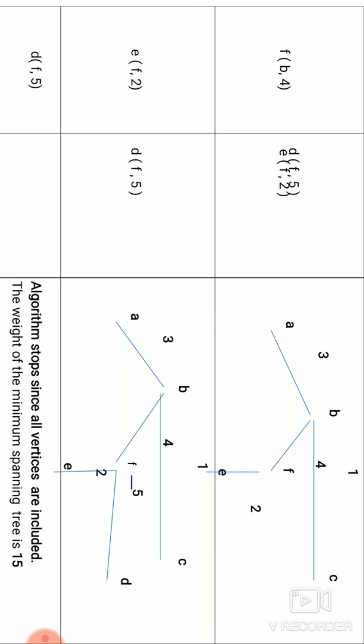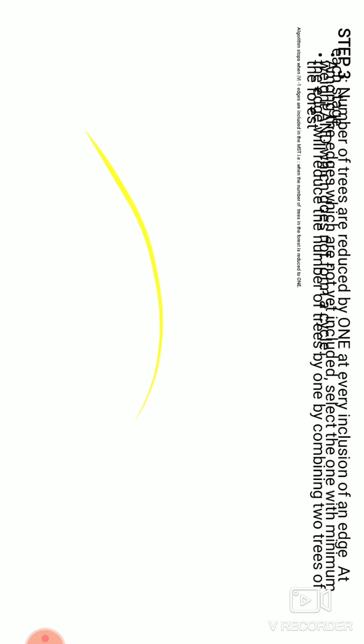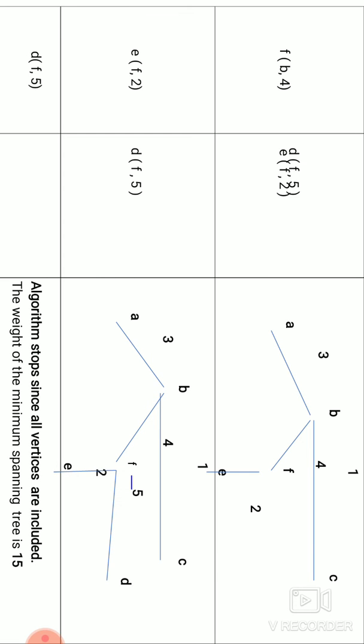So each time you try to add an edge into your tree, check whether it is forming a cycle. If it is forming a cycle, discard the choice, go for the next one. So this is how our Prim's algorithm works. So in the next video, we'll be discussing Kruskal's algorithm.